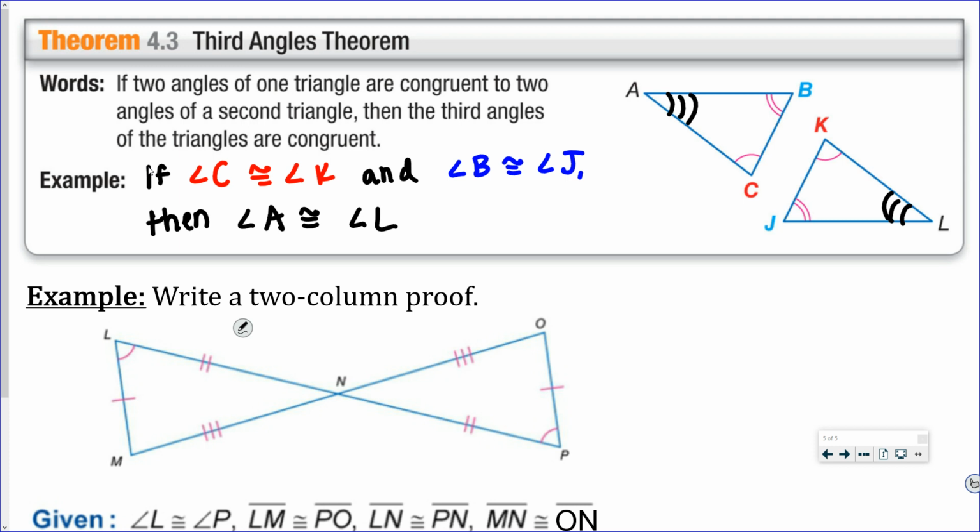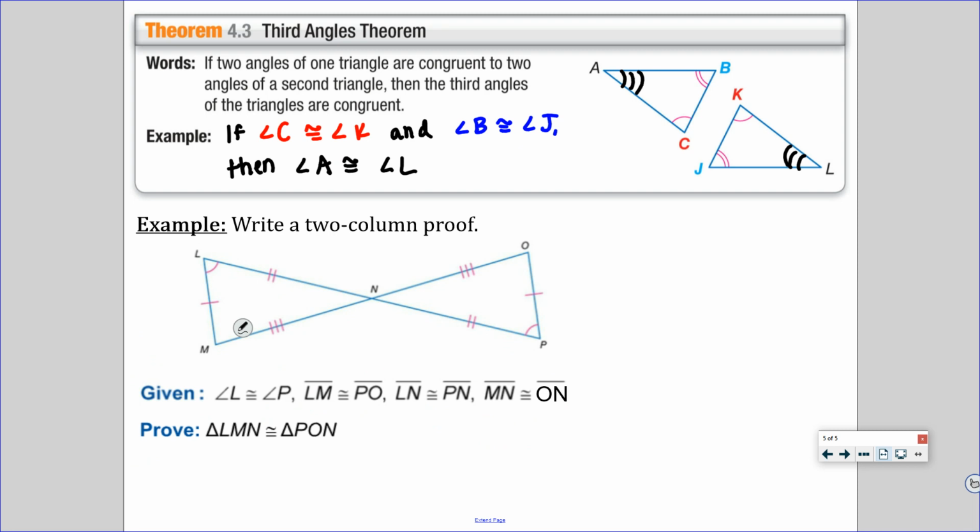So I'm going to do a little proof quick, and then we'll call it a day. You have this diagram, and here's what's given to me. Angle L is congruent to angle P.